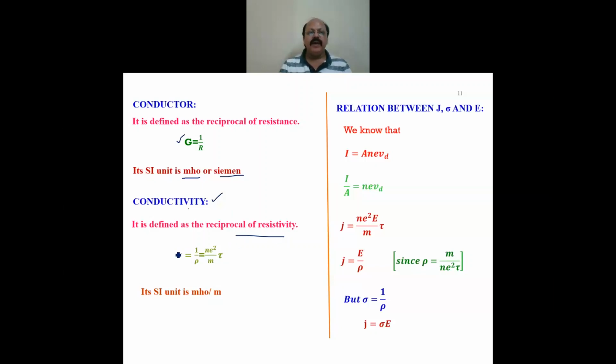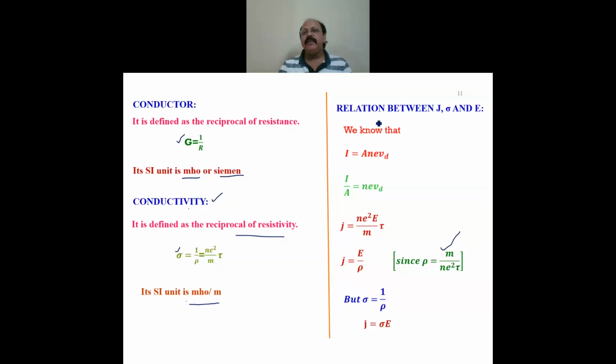It is represented by sigma, then sigma equal to 1 upon rho, and rho we know from the resistance formula, R equal to mL upon A n e squared tau, that is resistance, and the rho is m upon n e squared tau. You can see here also. And 1 upon rho is n e squared tau upon m. And the SI unit of conductivity is mho per meter.